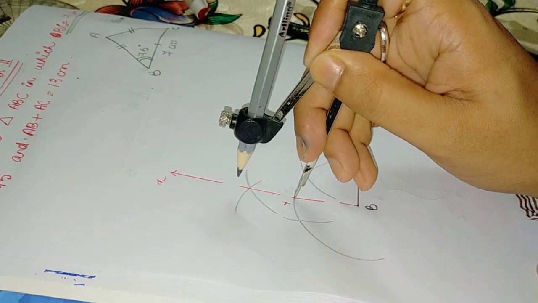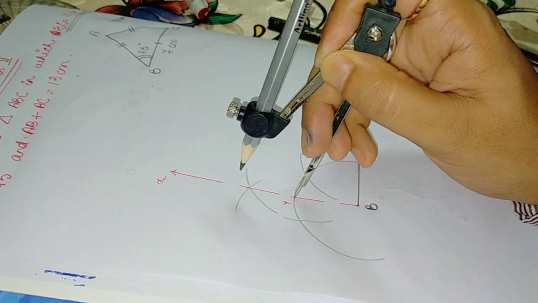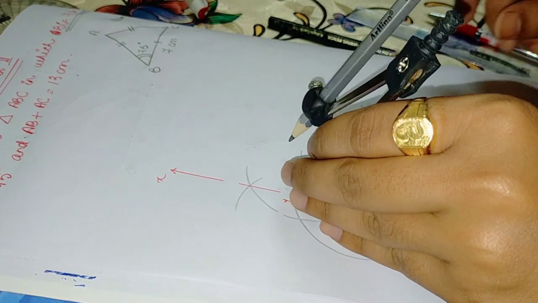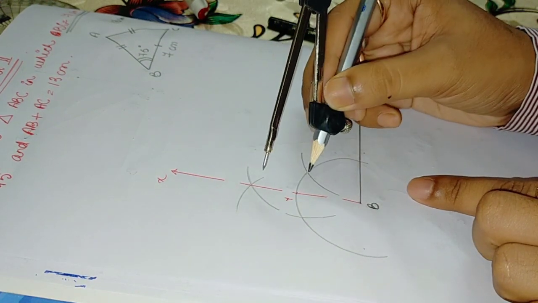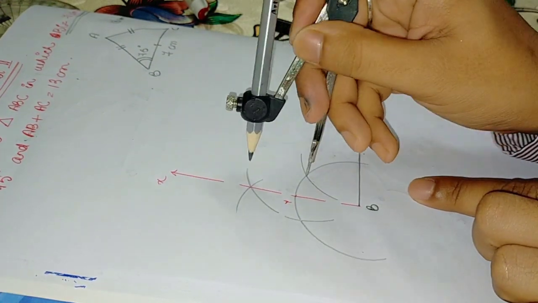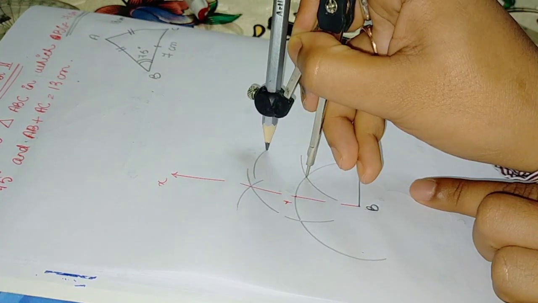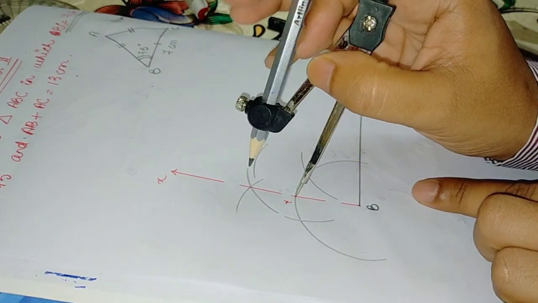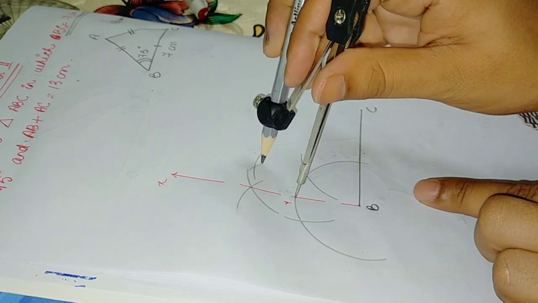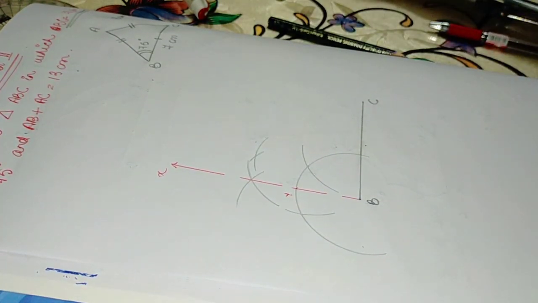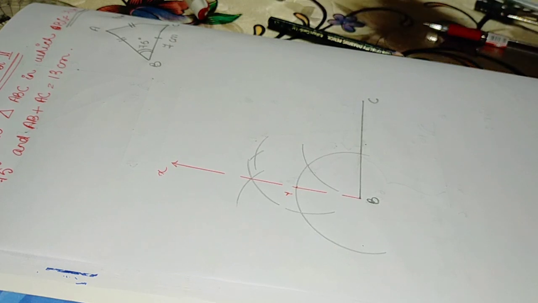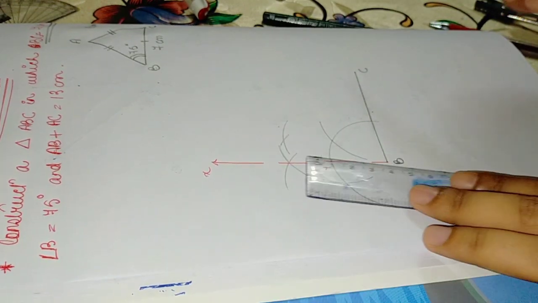So here I will take the compass and I will draw an arc which should be more than half the distance from here to here, isn't it? So I will draw an arc. The 75 degree angle we have drawn previously, isn't it? So I'm not going very deep into it. So this is the 75 degree angle.